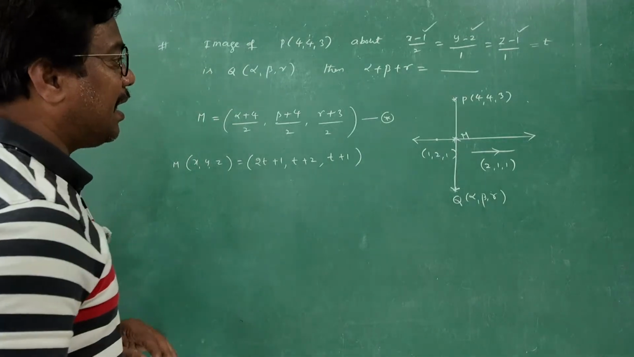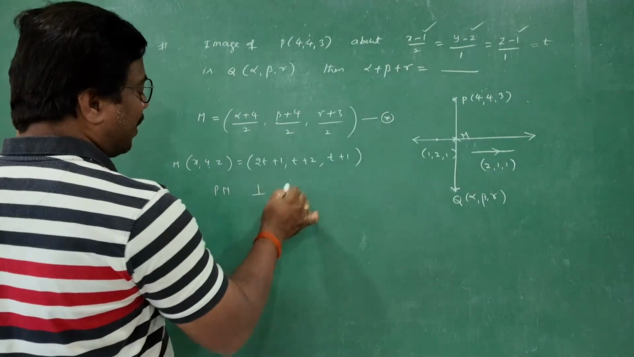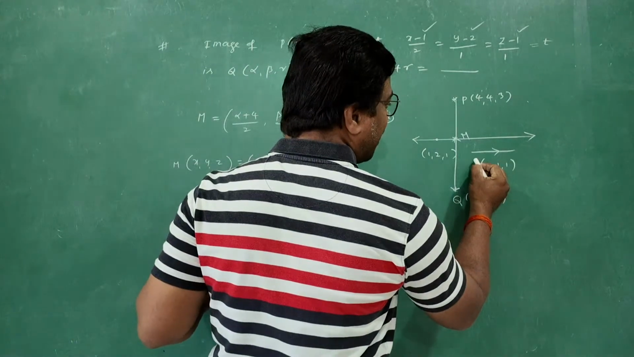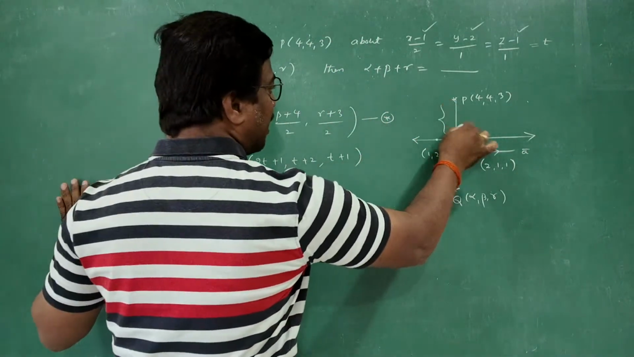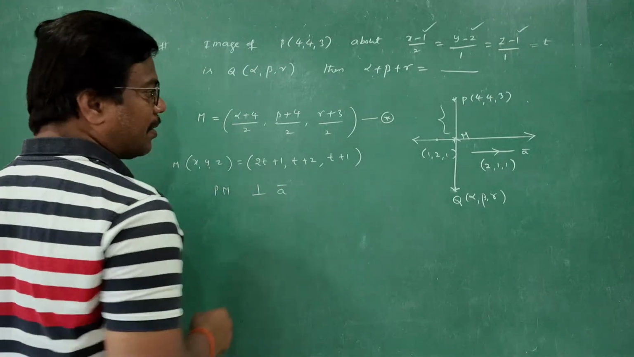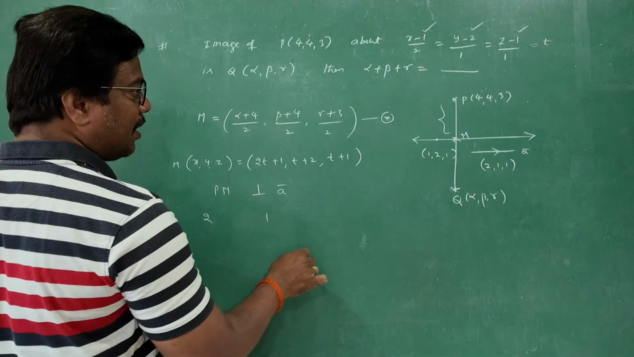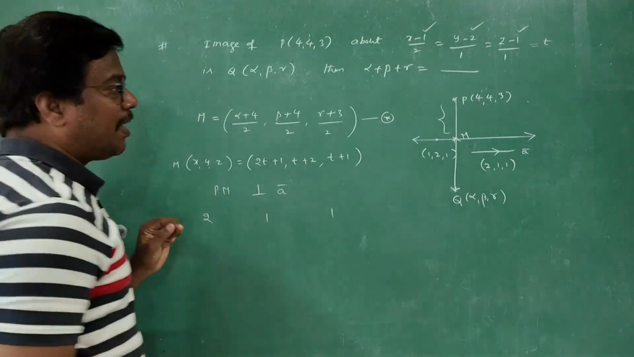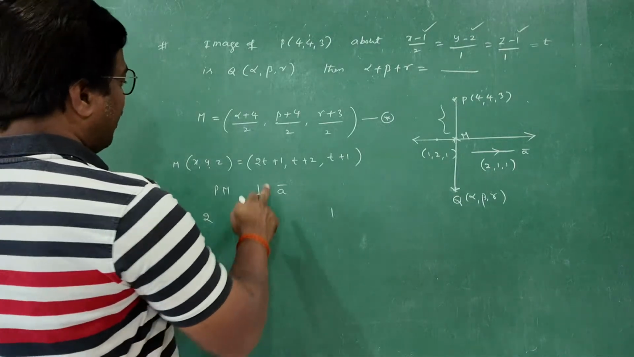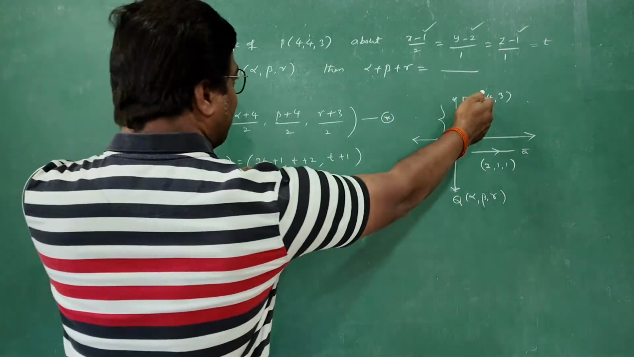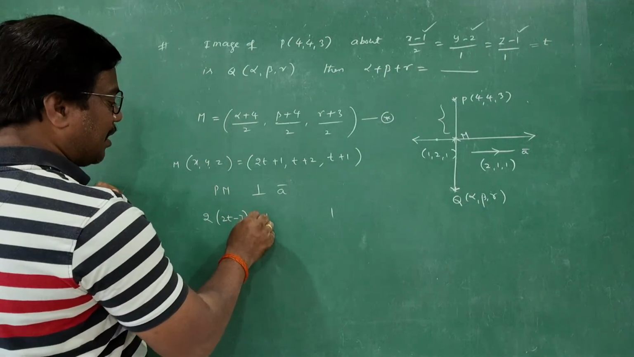Right? Clearly from the figure, PM is perpendicular to this vector, suppose it is some a bar. PM is clearly perpendicular to a bar. A bar direction ratios 2, 1, 1. PM vector direction ratios. PM is nothing but OM minus OP. Here you have M coordinates. 2t plus 1 minus 4 gives 2t minus 3.